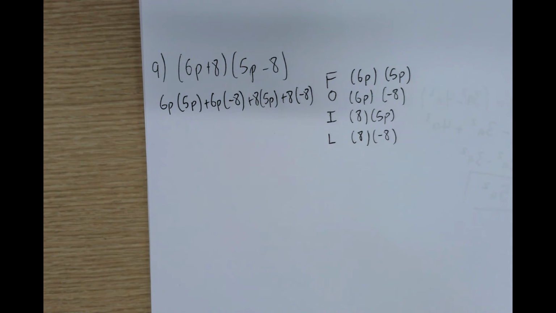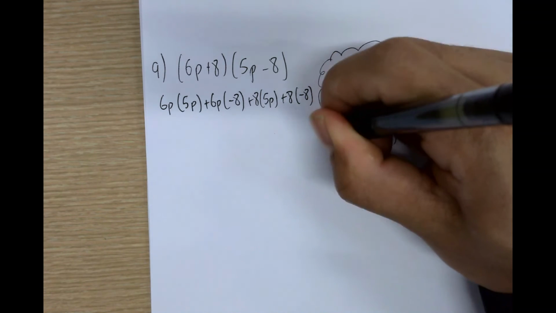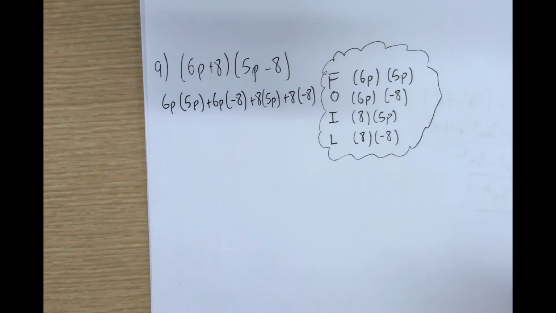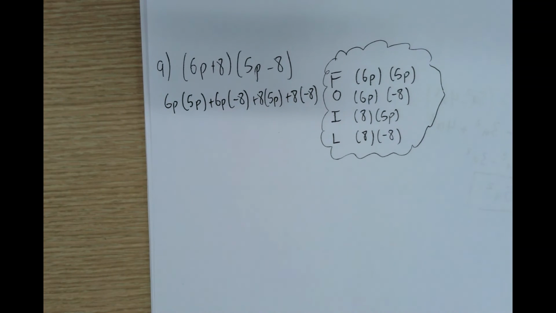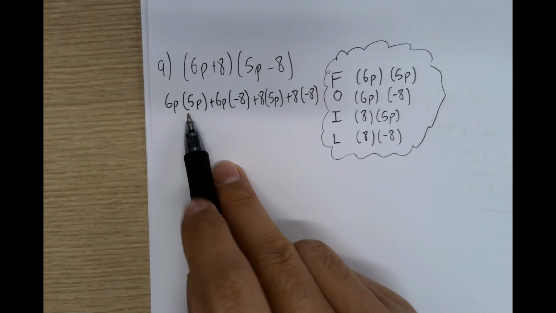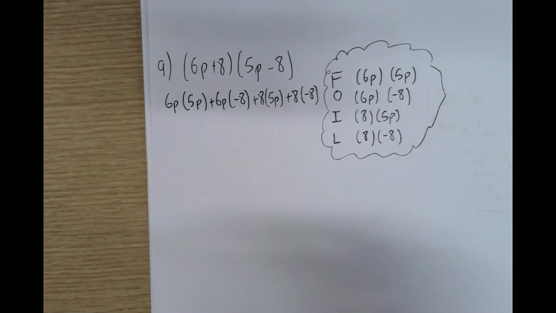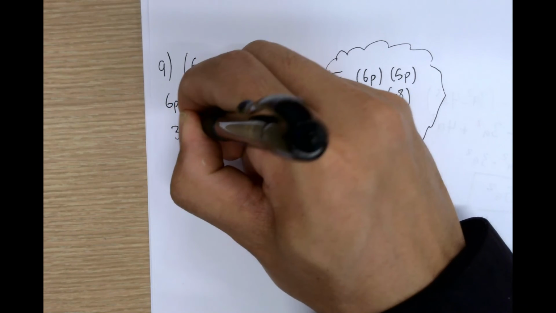So again, the FOIL on this side is just describing what each of those terms are and what we're doing to them. So the next thing we would do is just go ahead and multiply. So 6p times 5p, well, 6 times 5 is 30. P times p is equal to p squared. So this would be 30p squared.